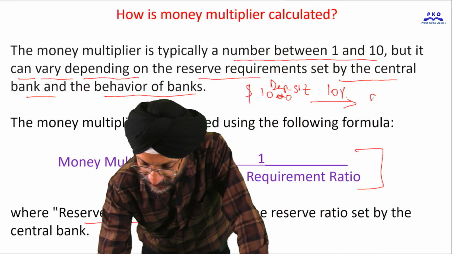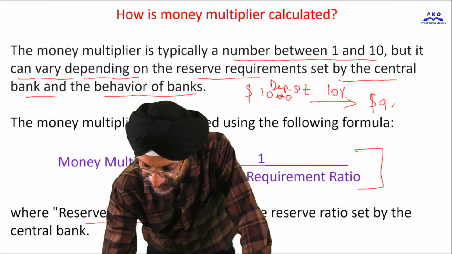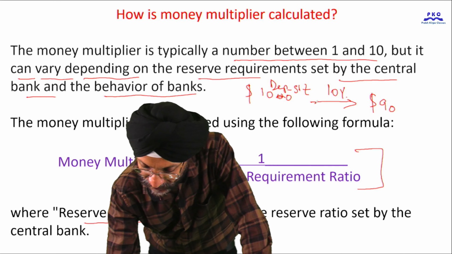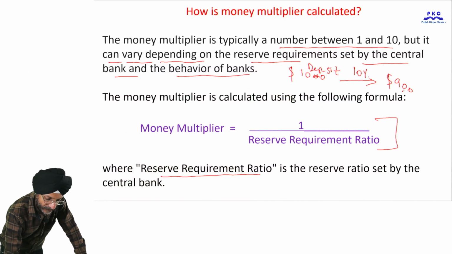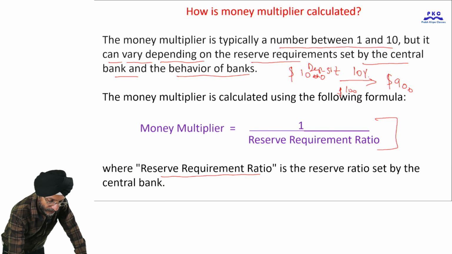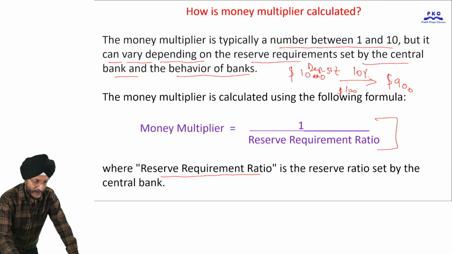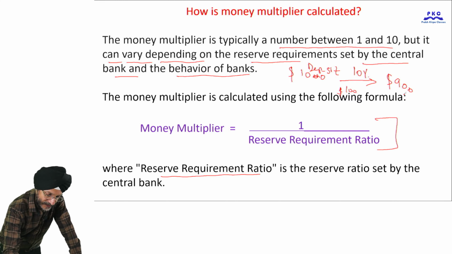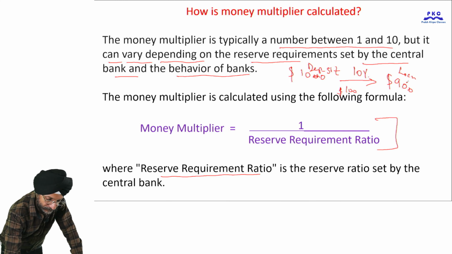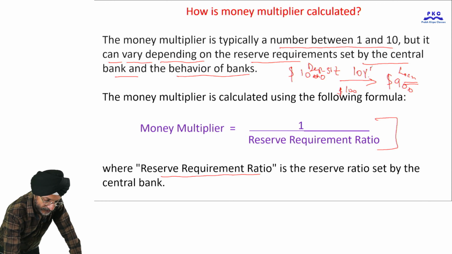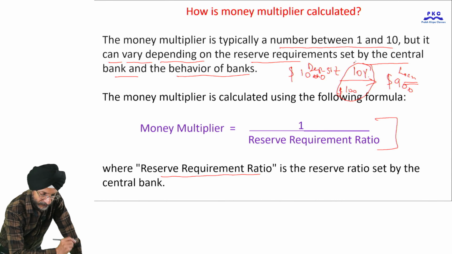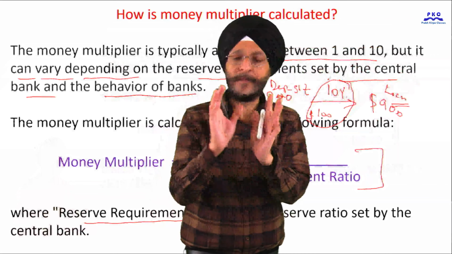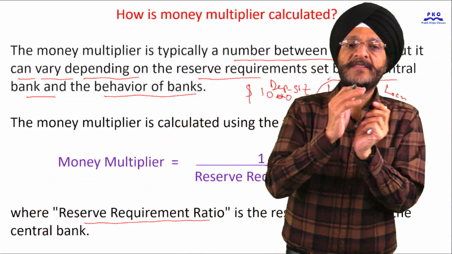So the banks can give $900 after keeping $100 as reserve. They give $900 as loan. So this is the reserve requirement of 10%, which is set by the central bank.